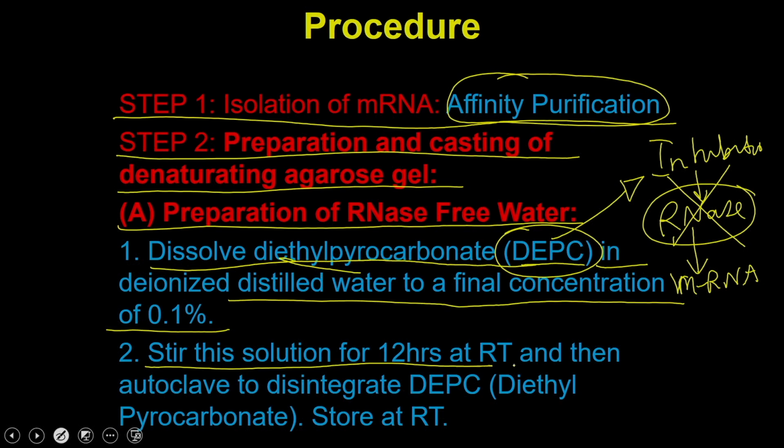You stir this solution for 12 hours and then autoclave it to break down the DEPC, and then you can store this solution at room temperature for a very long time.